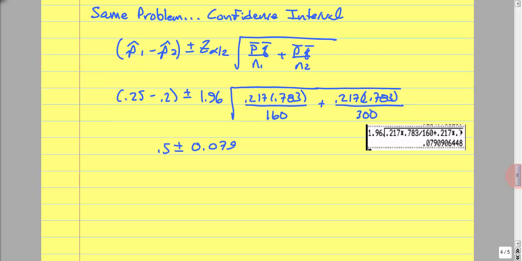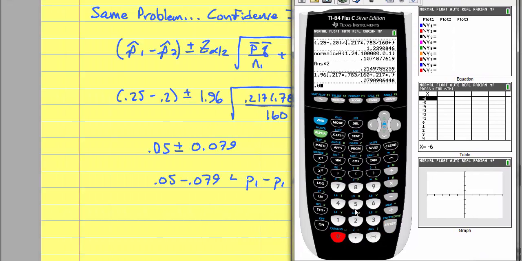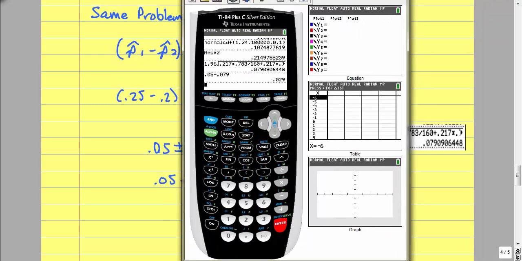So again, point estimate is 0.25 minus 0.2 is 0.05. Let's be more careful here. Plus or minus 0.079. So my left end point would be 0.05 minus 0.079 is less than the true difference in the proportion is less than 0.05 plus 0.079. Okay, so for my left end point, we'd have 0.05 minus 0.079. So we have negative 0.029 is less than or equal to the difference. Now remember, the difference looks like now it could go from negative to positive. So now let's take 0.05 plus 0.079.